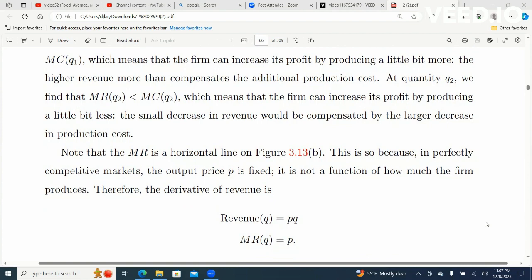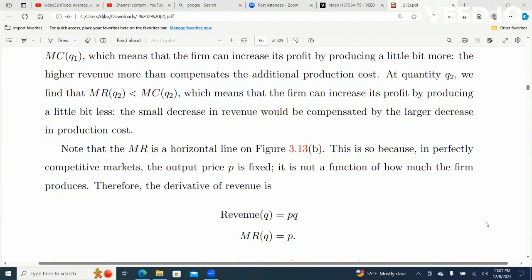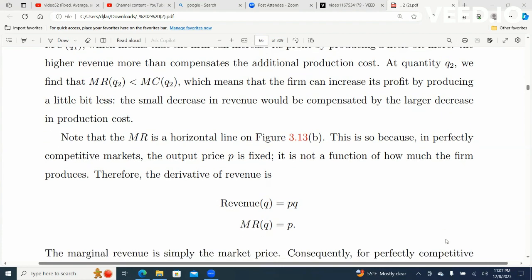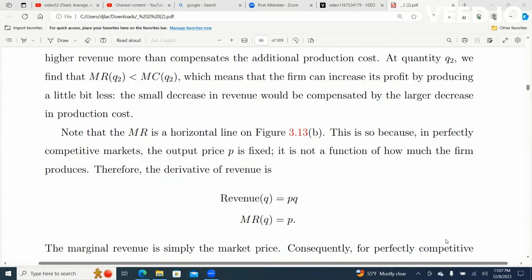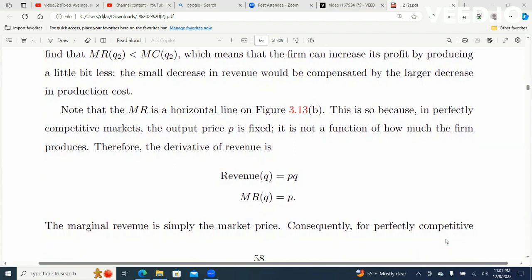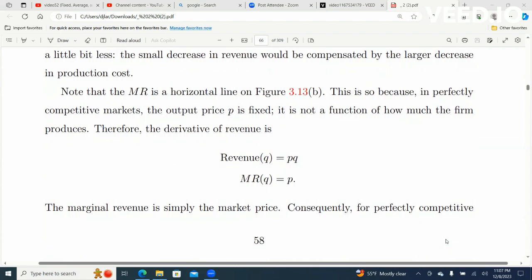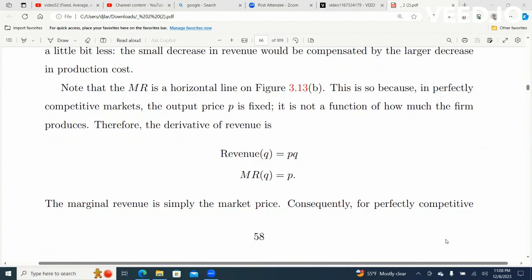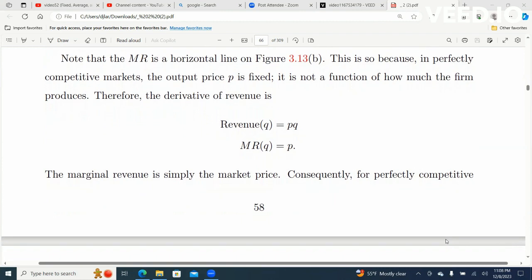The higher revenue more than compensates the additional production cost. There are a lot of typos in this book, so sometimes it's my fault, sometimes not. At quantity Q2, we find the opposite, which means that the firm can increase its profit by producing a little bit less. A small decrease in revenue would compensate for the larger decrease in cost. So we know what they're talking about.